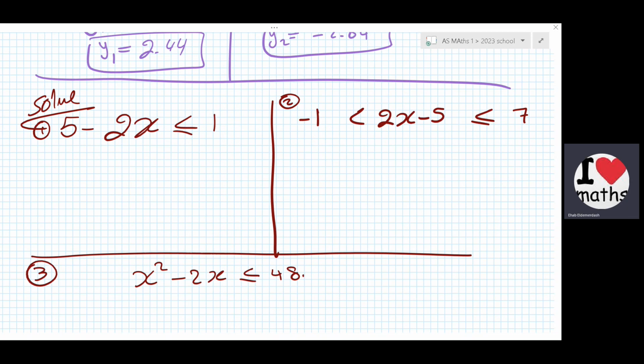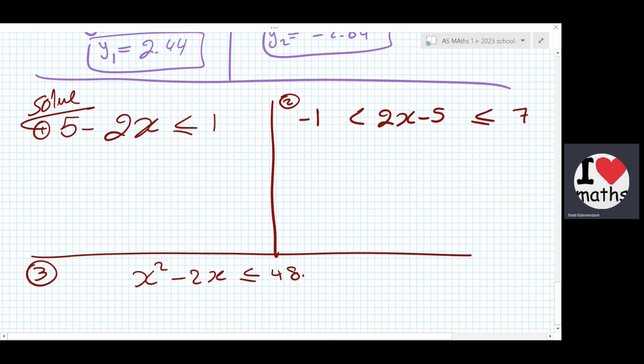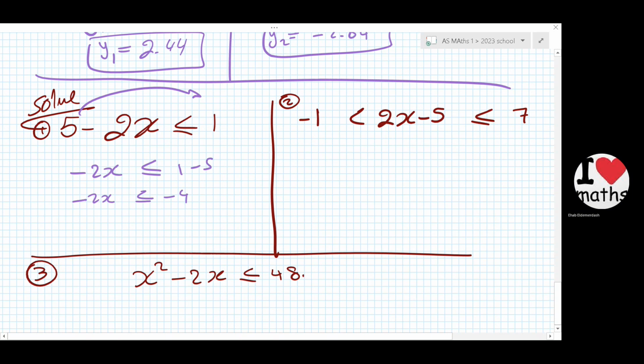For the first one, who can tell me what is the first step? What do I do first? It's the same idea as the equation, Ahmed, that while it's linear, the x will be on one side and the numbers will be on another side. Am I right? So what I have to do, I will send the 5 to the other side. So it's negative 2x smaller than or equal to 1 minus 5. So negative 2x smaller than negative 4. Who can tell me what I should do?